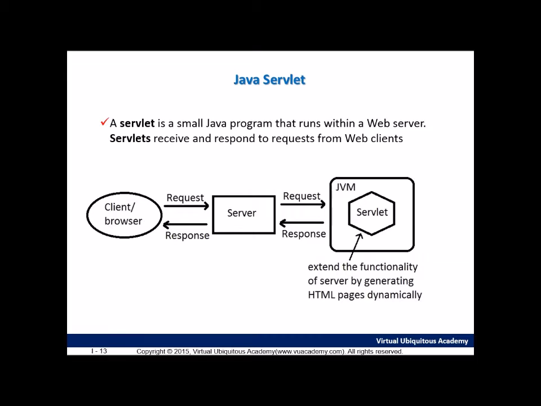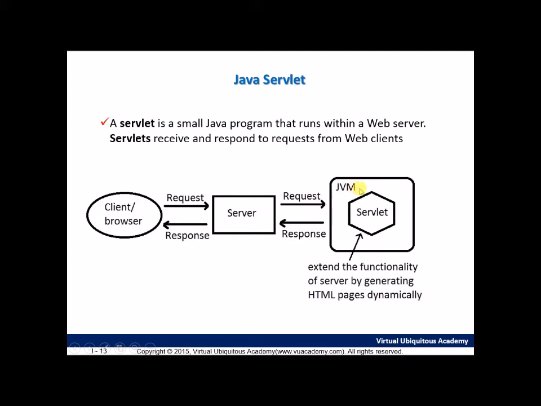Here is one client, a web browser. It sends a request to the server and the server responds back. On this server, the JVM is deployed. This JVM, the Java Virtual Machine, you know what it is. We studied in our lecture 1 that this is a runtime environment for running compiled Java code. So this is the JVM.